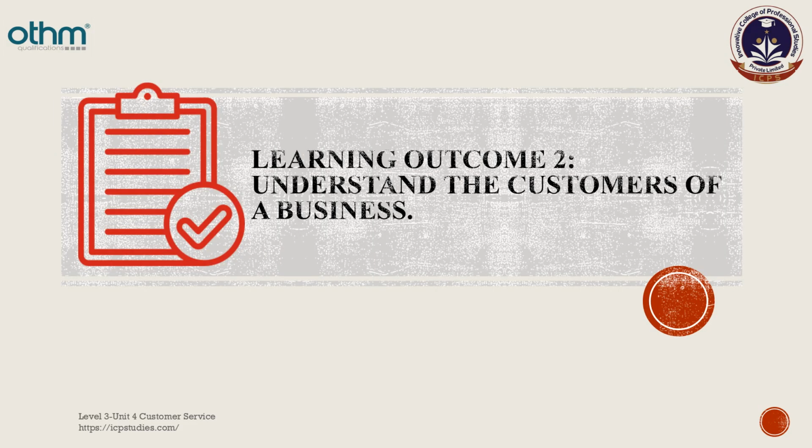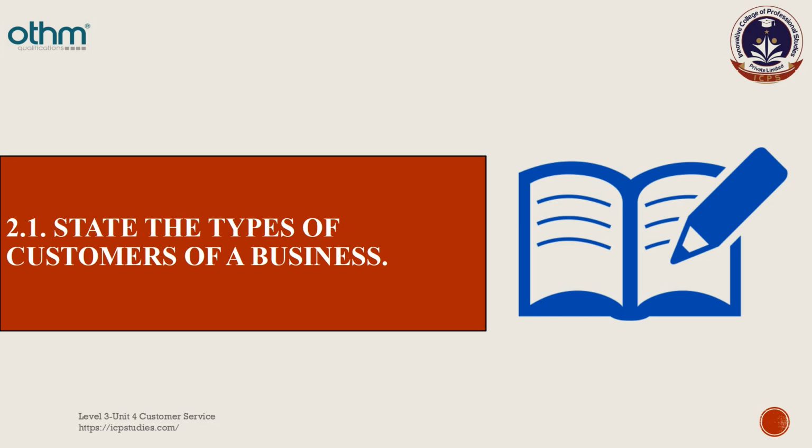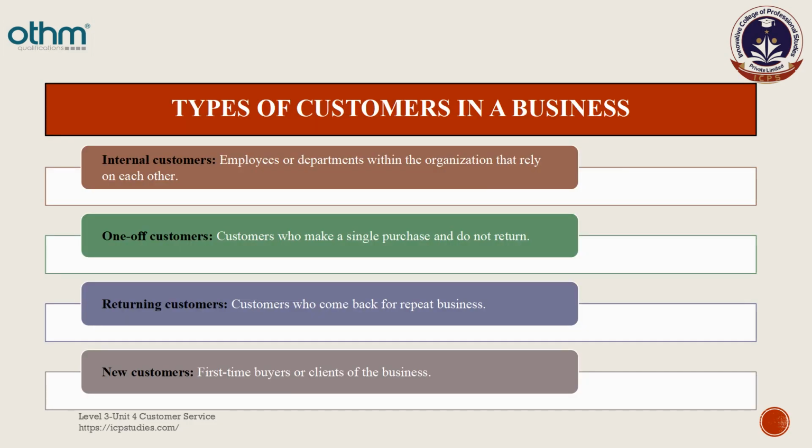Now we have the second learning outcome, in which we understand the customer of a business. So we have the first assessment criteria of the second learning outcome, in which we state the different types of customer in the business. We have different types of customer in the business. The first is the internal customer. Internal customers basically include the different departments or employees within the organization that depend on each other for different tasks. Then we have one-off customers.